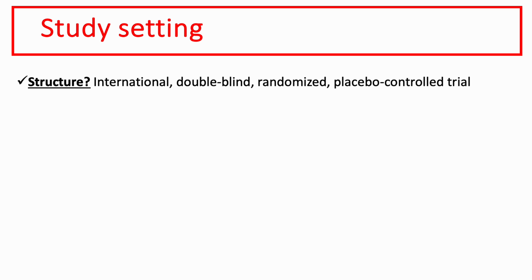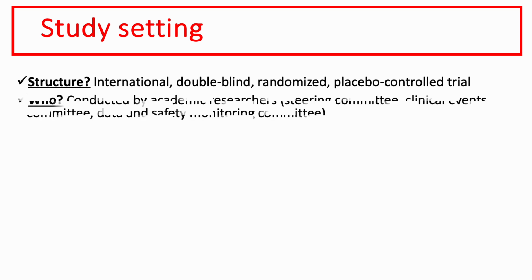For example, you want to present to your audience the structure of the study. For example, this study was an international, double-blind, randomized, placebo-controlled trial, and it would be nice if you can ask a quick question. For example, why do you think randomization is really important in trials, or what's the difference between a double-blinded or open-label trial?